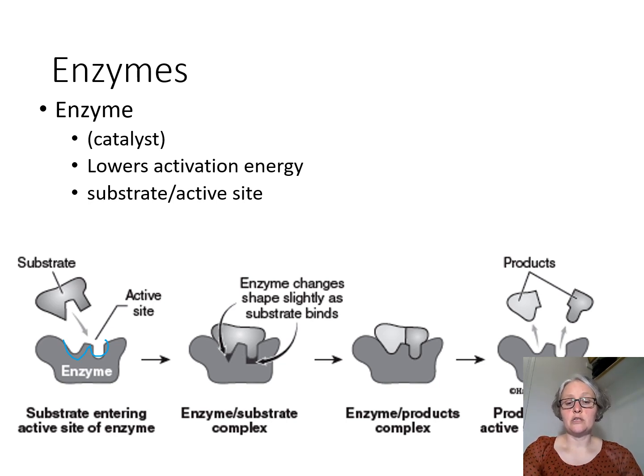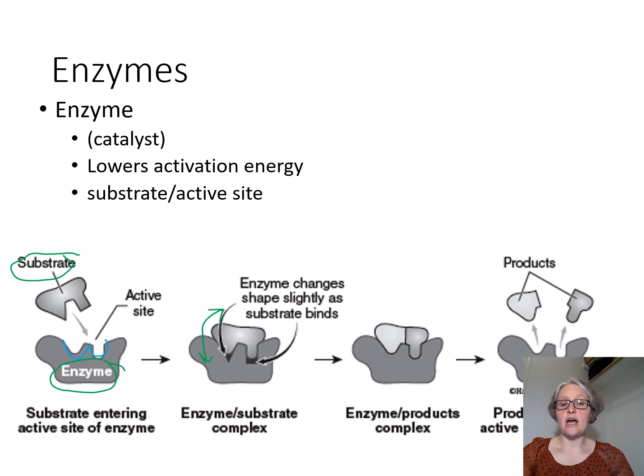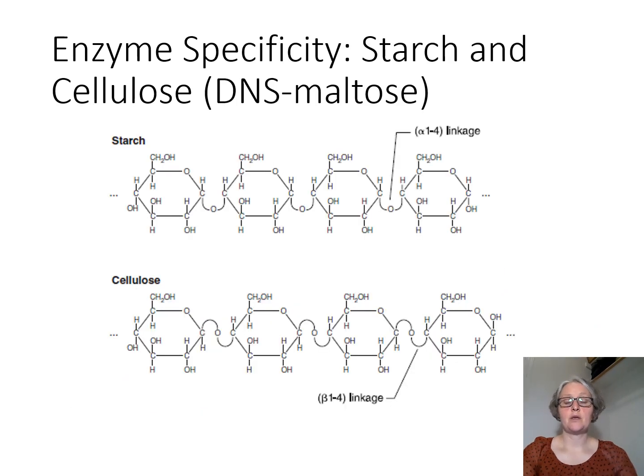In our particular experiment, starch is the substrate, amylase is the enzyme. When starch and amylase bind, that lowers the activation energy, and then our reaction proceeds, and we're able to make maltose as a product. One of the things that we wanted to look at in Unit 5 was whether our enzyme amylase was specific for starch and cellulose.